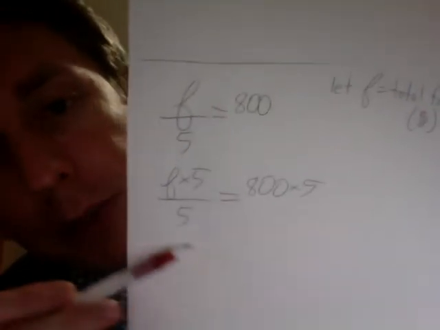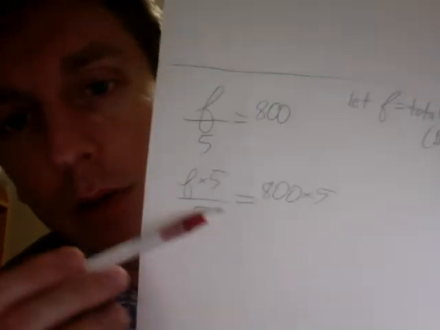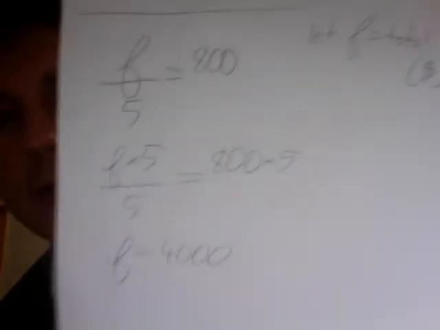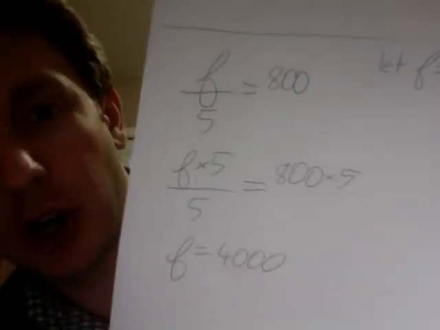Okay, so let's do that, shall we? So F times 5 divided by 5 on one side of the equation, 800 times 5 on the other. Okay, so once again, these two will cancel each other out. Multiplying and dividing by 5, they come out to 1. I'm not even going to bother writing the 1 as the coefficient. And 800 times 5 is 4,000. So F equals 4,000. Therefore, his original fortune was $4,000.